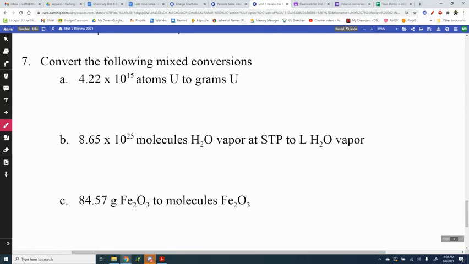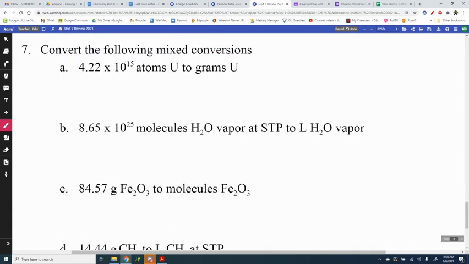Now we're going to mix it up a little bit. We're going to do a whole bunch of different ones. Okay. So we have to identify what we're starting with and what we're going to end with. So we start with our given, 4.22 times 10 to the 15th atoms or particles over 1.